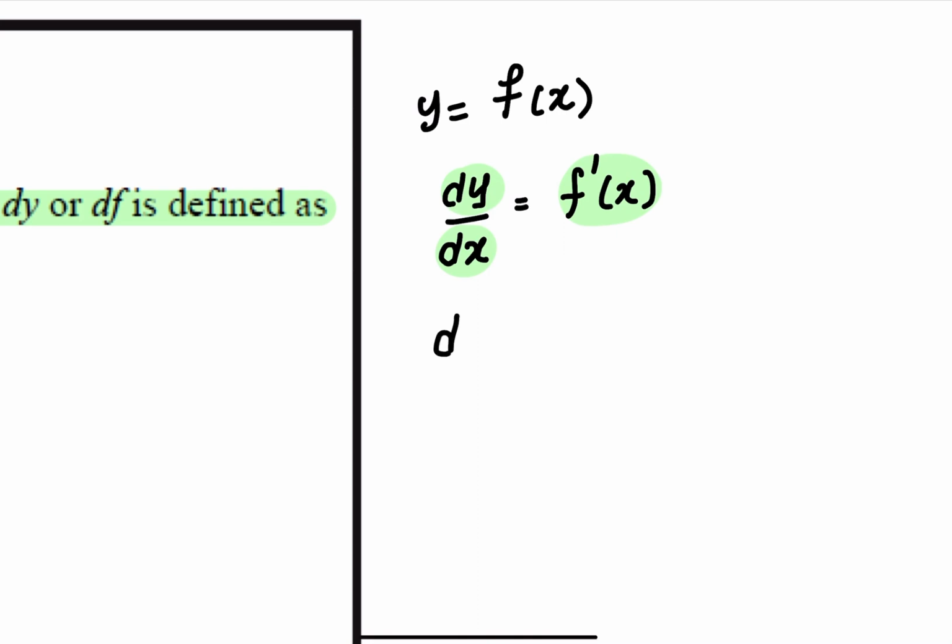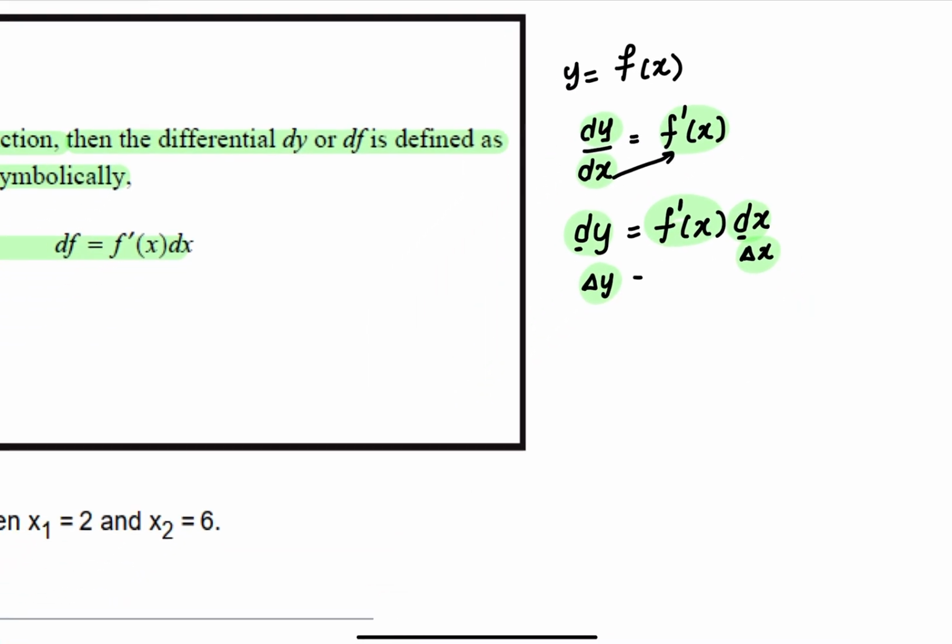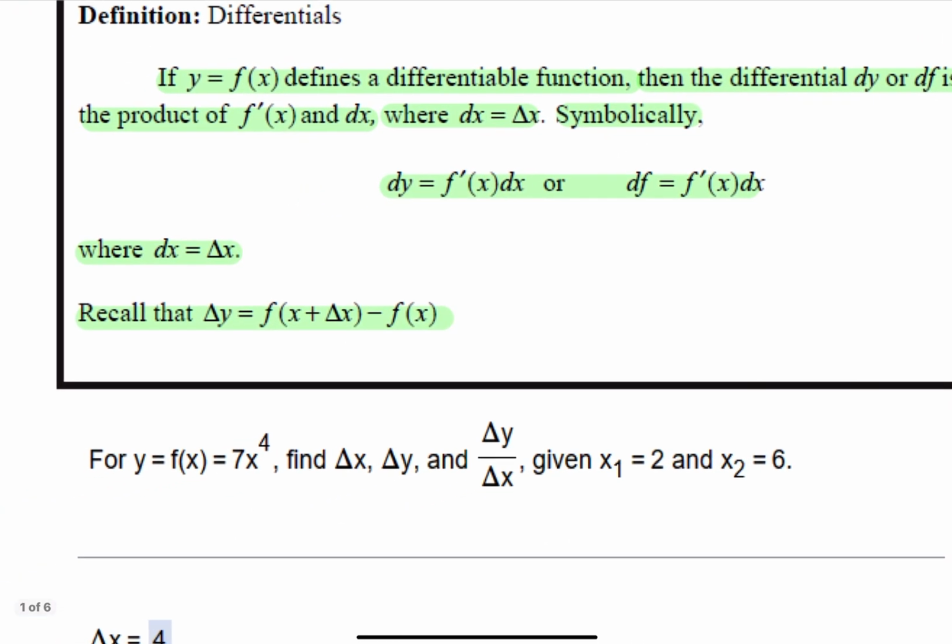Now if you have to calculate dy, all you have to do is cross multiply. Your dy is f prime, or the derivative of x, times dx. And here d stands for difference. So this is nothing but this little triangle, which is delta y, and you can rewrite this as delta x. So the difference in y divided by the difference in x gives you f prime. So this dy is nothing but the difference.